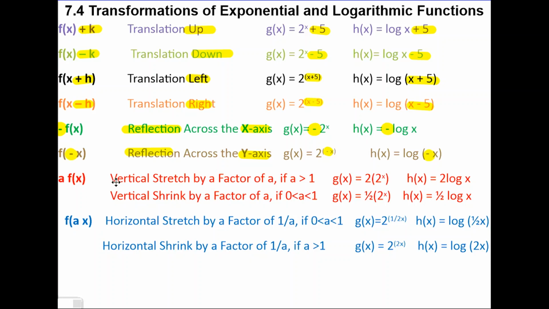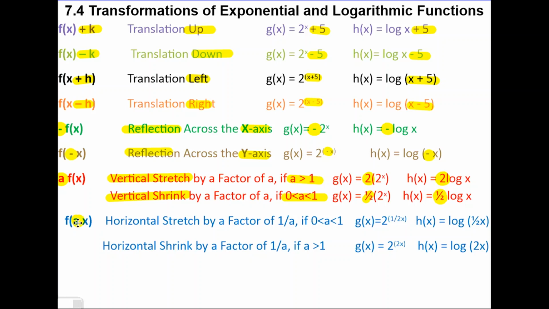Now, if you have a vertical stretch or shrink, your a is out front. It is a vertical stretch if a is bigger than 1. So if you have a 2, for example, out front, or if you have a 2 out front right here, it is a vertical shrink if a is between 0 and 1. For example, 1/2 out front, or 1/2 out front here.